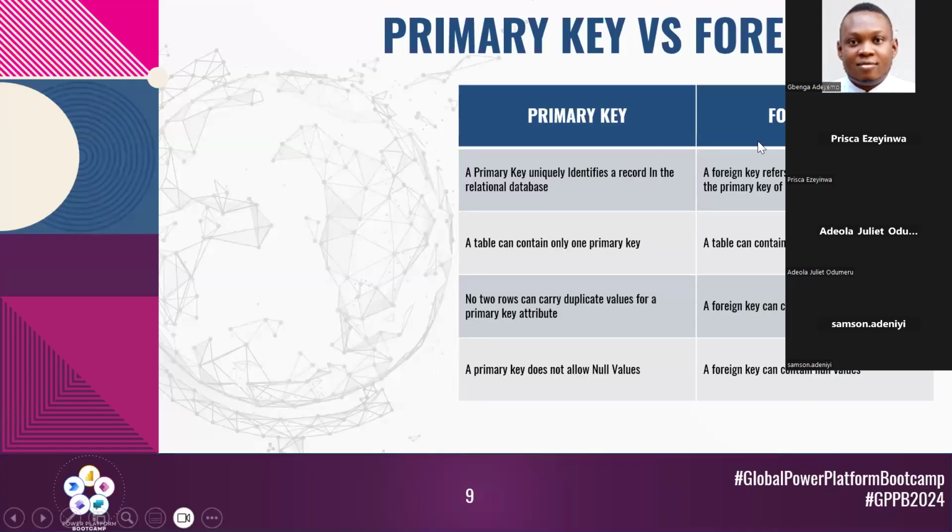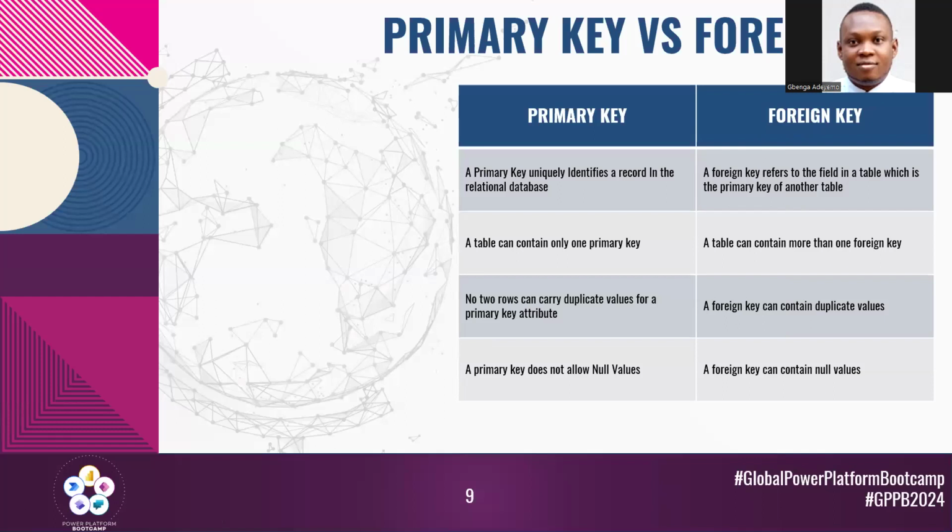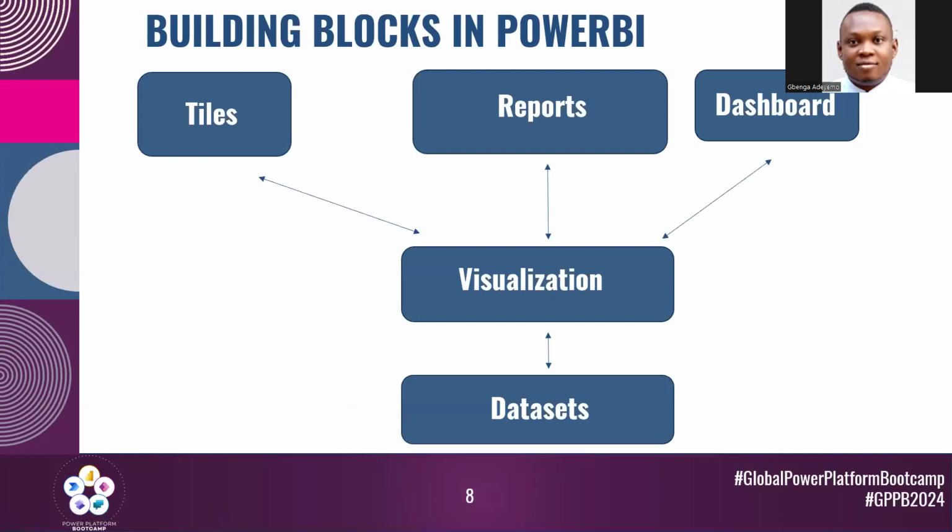I'm going to be explaining this with an example, the primary and the foreign key. Before I go to this, please, do we all understand the building blocks from datasets to visualization to tiles to report and dashboard? Do we understand it, guys? Please, I want your comment in the chat section. Okay, most people are saying yes, they understand. Okay, thank you. Let's move to the next slide.